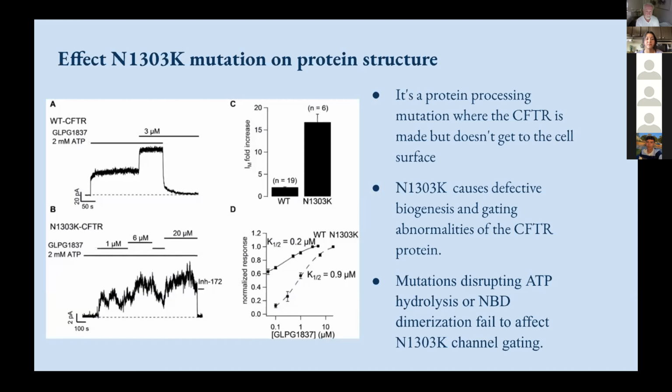It also has mutations disrupting the ATP hydrolysis or NBD dimerization. So it is basically saying that the channel gating is closing down and it's hard for plasma and cells to get to the surface. And that's the main effect on the protein structure that the mutation has on a patient.